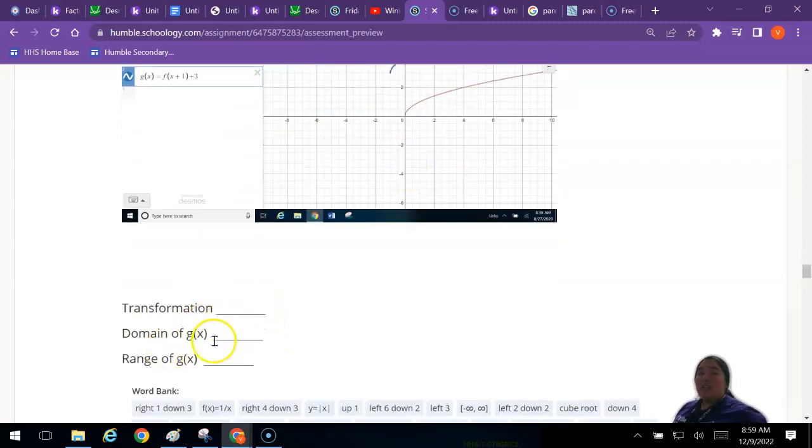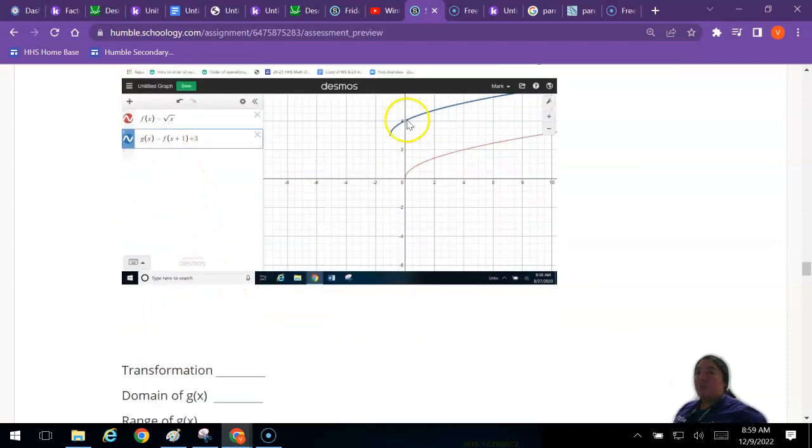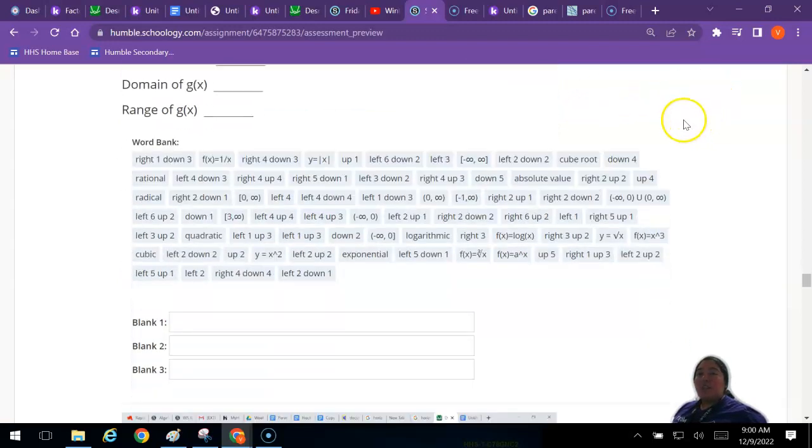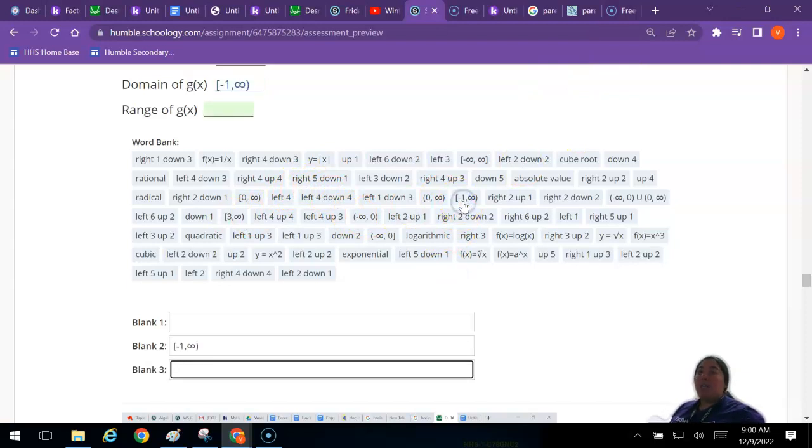Now for domain, you're going to look from left to right. We're looking at the domain of g of x. That means the blue one, left to right. If I were to draw this, from what x does it start at? I start at negative 1 and I keep going forever. So that means my domain is from negative 1 all the way to infinity. So which one's that one? It is right here. Now, I cannot put a bracket on infinity because I can never touch infinity.